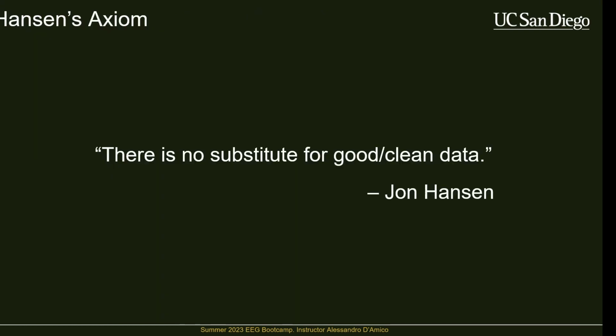And I wanted to introduce Hansen's axiom, and it's very simple. There's no substitute for good, clean data. I think so. This isn't a real axiom. John Hansen was just an EEG researcher that was working in Hilliard's lab with Steve Luck and Marta Kutas. And actually, when I told Marta about Hansen's axiom, she's like, "What the hell are you talking about? You're talking about John Hansen?" I'm like, "Yeah." And she said that the origin for this was originally like schlock in, schlock out. So this is the modified version for everybody, but it's true.